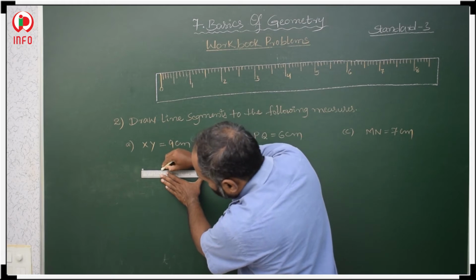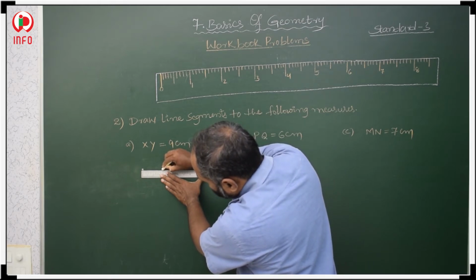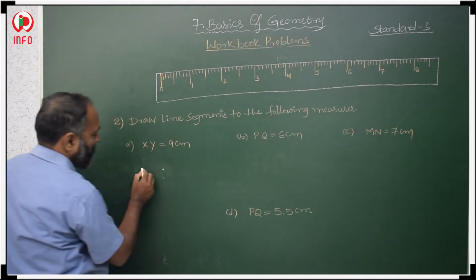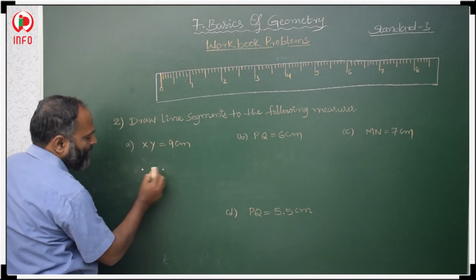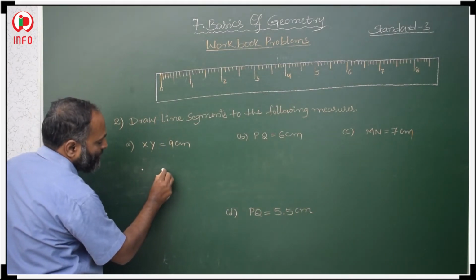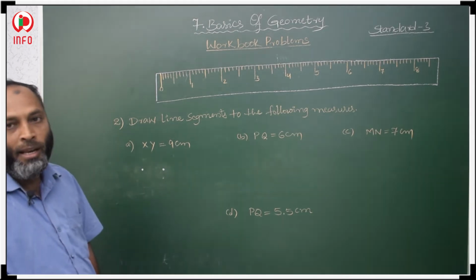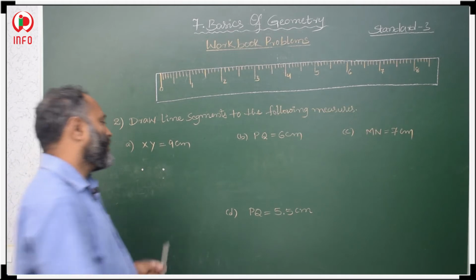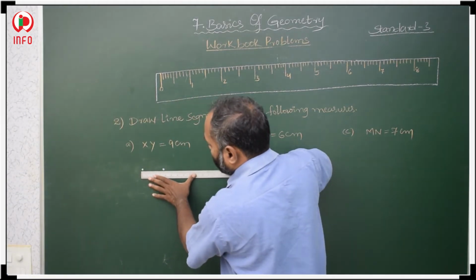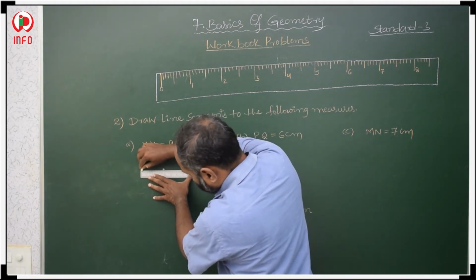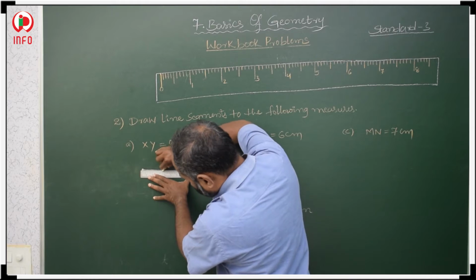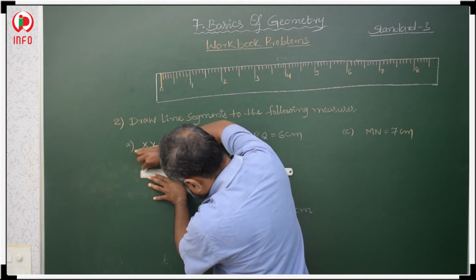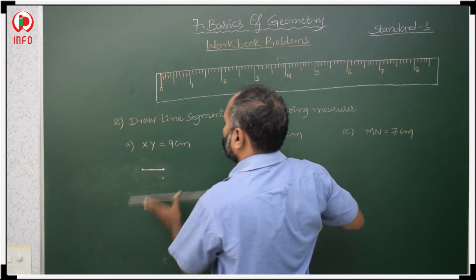On 9, we have to take a second dot. 2 dots we have to keep. So, one dot at 0, other dot at 9. Now, we have to join these two dots, these 2 points. Join these 2 points. Okay.